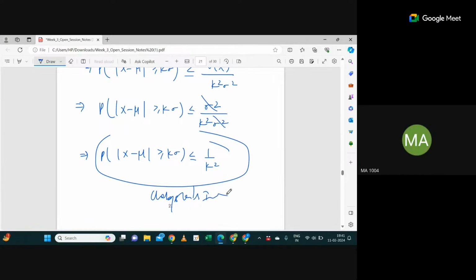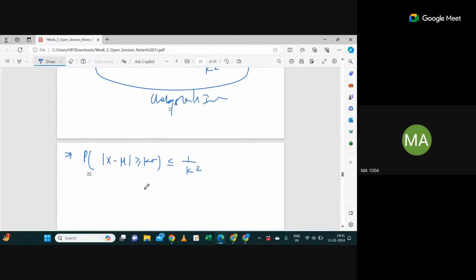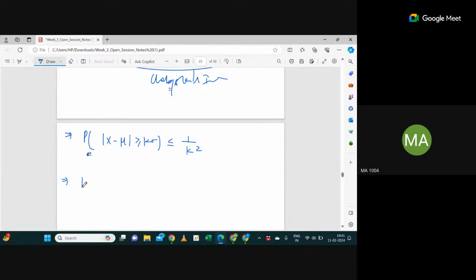There are two forms of the Chebyshev inequality actually. Both are useful, and I will tell you in which scenario which one is more useful. The first form is probability of modulus of x minus mu greater or equal to k sigma less or equal to 1 by k square. Another form is probability that modulus of x minus mu less than k sigma is greater or equal to 1 minus 1 by k square.